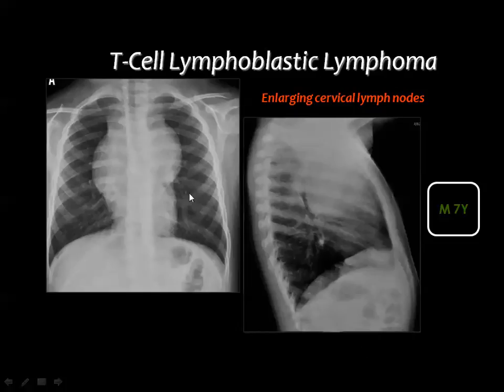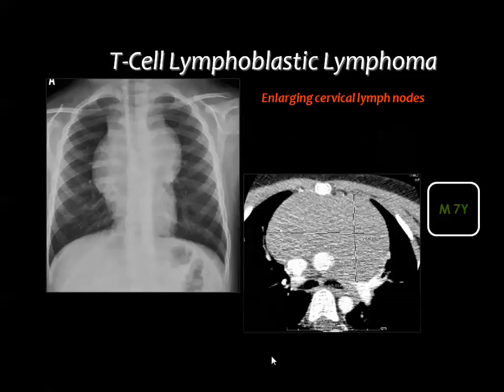In this example, you see bossy masses protruding on either side of the mediastinal borders. In the lateral view, the masses or the shadows are located anteriorly, and by CT, you see a big soft tissue homogeneously enhanced mass in the retrosternal area that was diagnosed to be a T-cell lymphoblastic lymphoma.